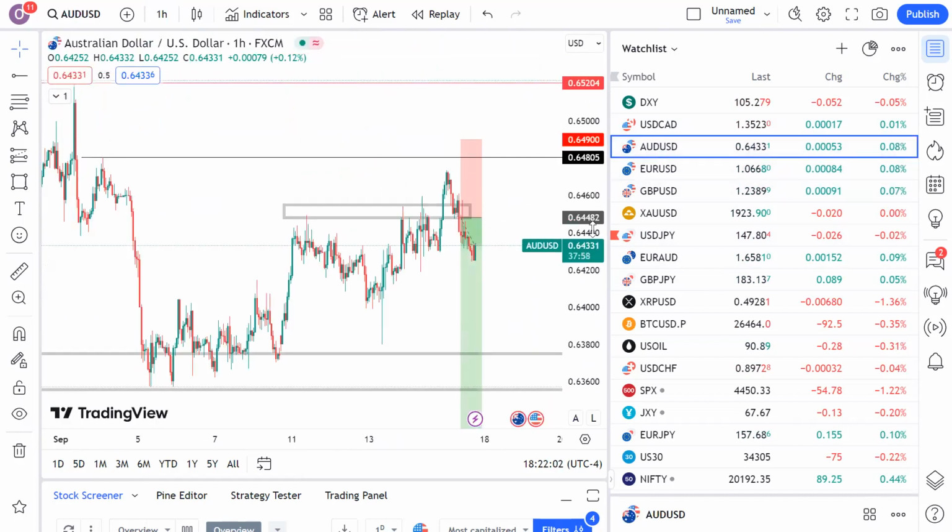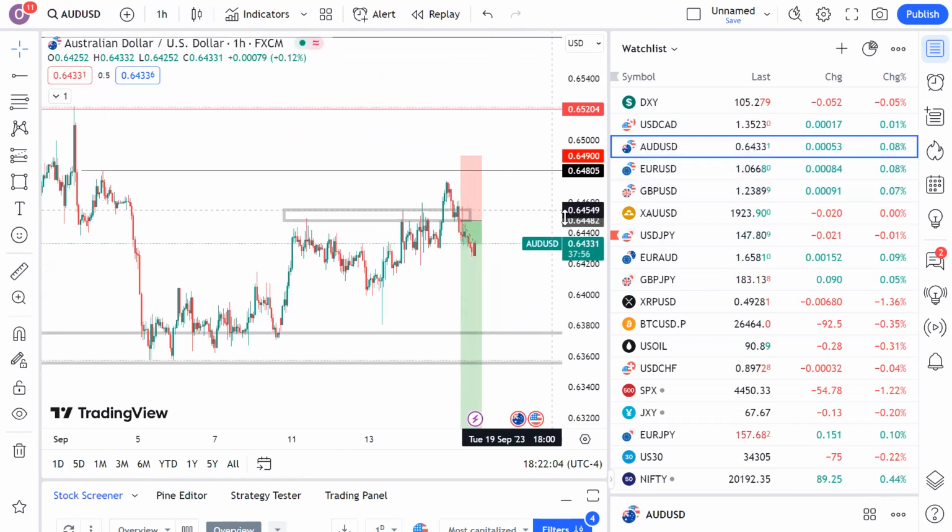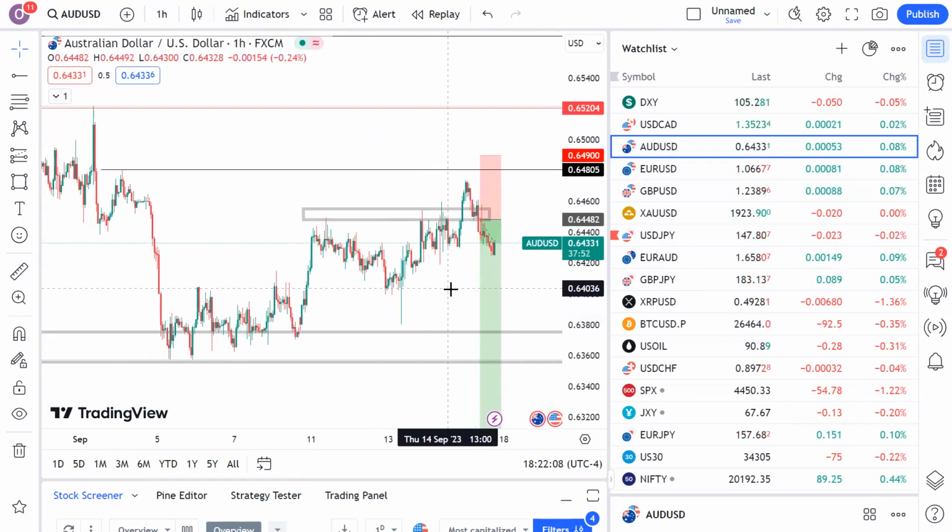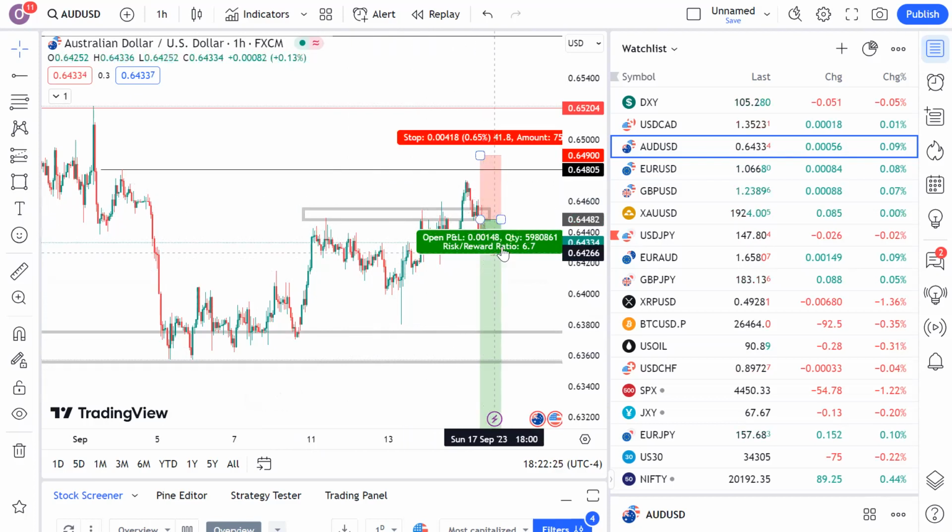AUD USD, I was in two trades earlier on AUD USD, but I got stopped out of them on Friday. But I entered another trade after being stopped out. So last week we had price kind of just bouncing back off of this region right here, right? Fail, fail, fail, before we saw the push up, followed by price immediately coming back down.